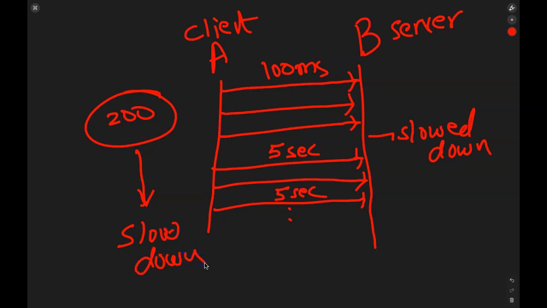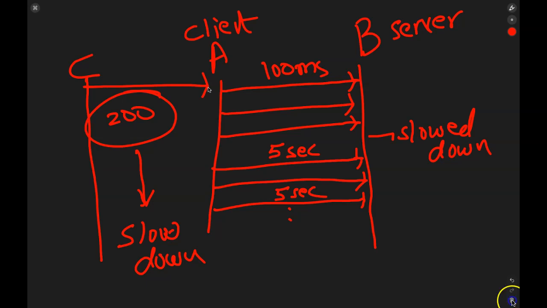Once service A starts to slow down, if you imagine a third service here called service C, all the calls going out to service A will be slower, and as a result service C starts to slow down. So as you can see, this is a cascading effect. If one service slows down, it will take down all the other upstream clients as well. This is the problem that we are trying to solve.